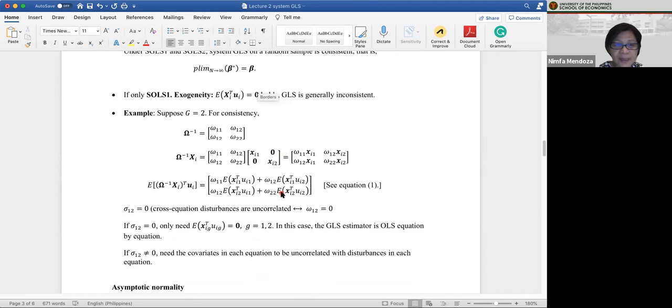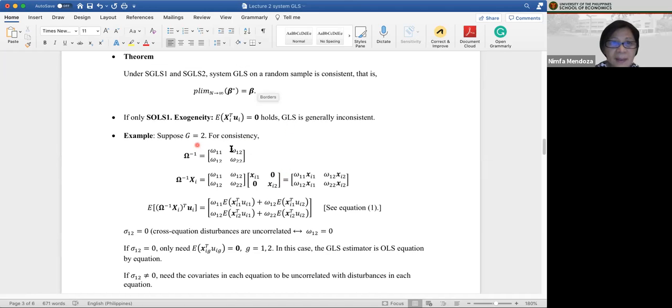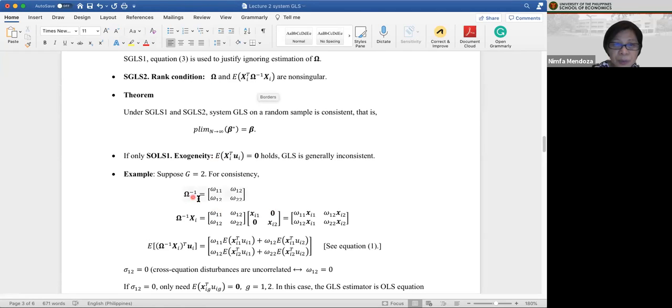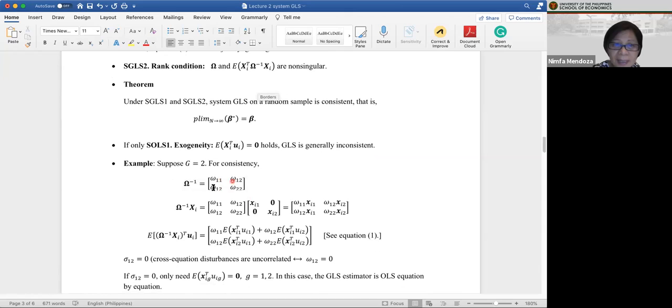Let's see the difference. Suppose you have two equations, so G is equal to 2. For consistency, let us assume this is the inverse matrix of omega. We assume that omega, using the rank condition, is non-singular, therefore this inverse exists. We denote the elements of omega inverse as omega sub 1,1, omega sub 1,2, omega sub 1,2, omega sub 2,2. The elements in this matrix are scalars, and note that it is also symmetric. If omega is symmetric, then its inverse would also be symmetric.